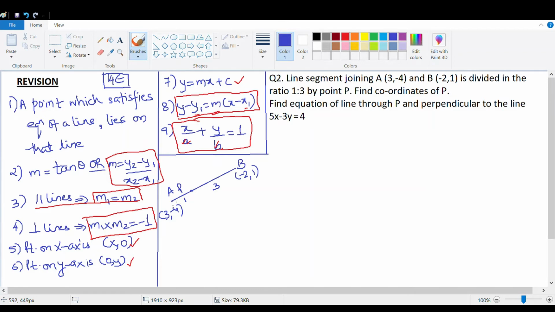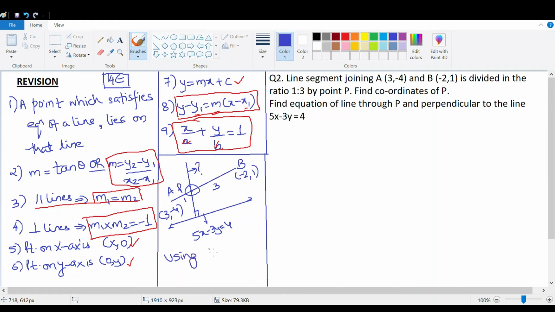Next, find the equation of the line through P and perpendicular to a given line. So there is a line which is passing through P, and this line is perpendicular to a given line. So let's say this is making an angle of 90 degrees, and this line is 5x minus 3y is equal to 4. So we need to find the equation of this line, and we need to find the coordinates of point P. This reminds me of what we did in the chapter where we calculated the midpoint and section formula. So let's use the section formula.